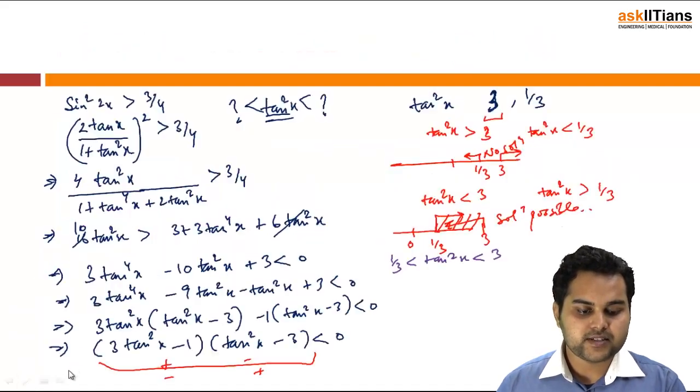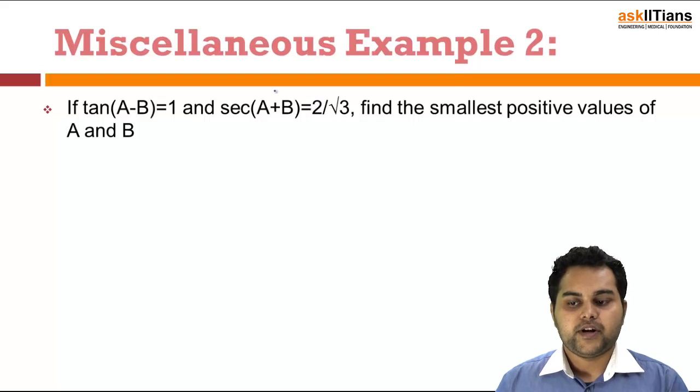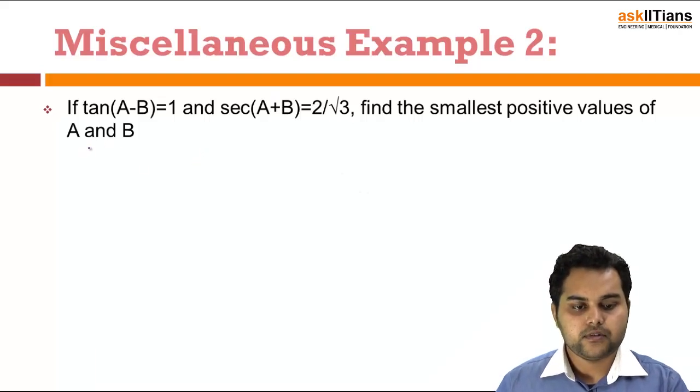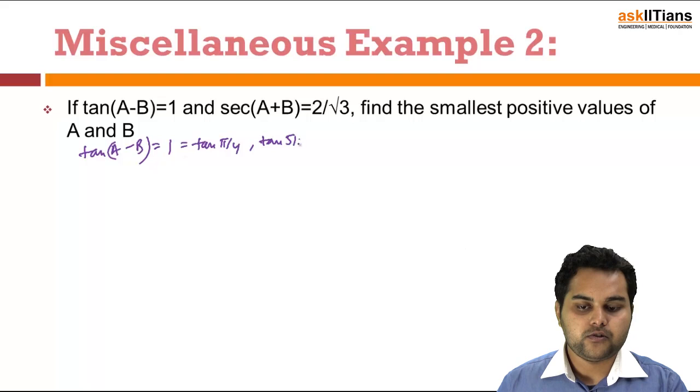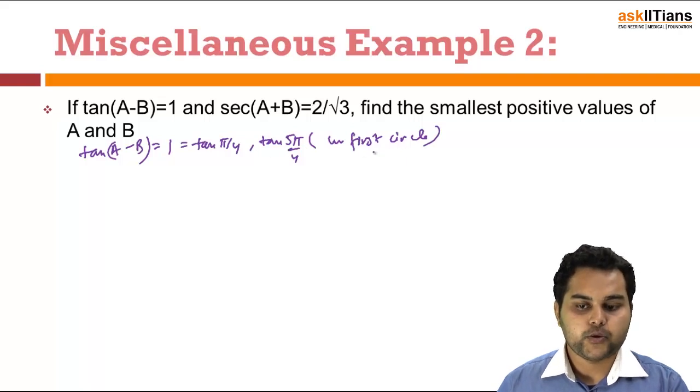Now moving on to the next example. The next example we have is tan of a minus b is 1, sec of a plus b is 2 by root 3. We have to find the smallest value of a and b. So if I write tan of a minus b, I have to find the smallest value of a and b. So I'll have it as tan of pi by 4 or tan of 5 pi by 4. In the first circle, the value of tan a and b would be smallest. That's why I took it in the first circle itself.